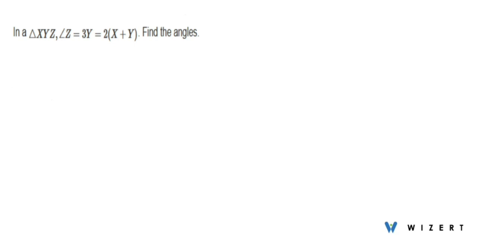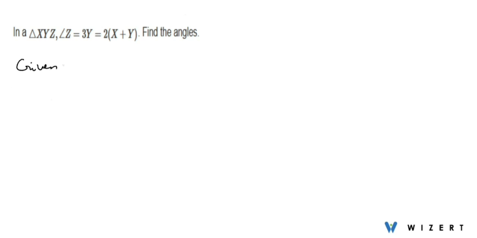In a triangle XYZ, this is the relation given: angle Z is equal to 3 times angle Y, and 3 times angle Y is equal to 2 times (X plus Y). So we have to find the angles X, Y and Z.